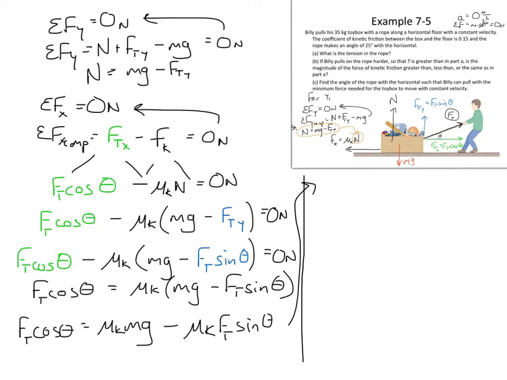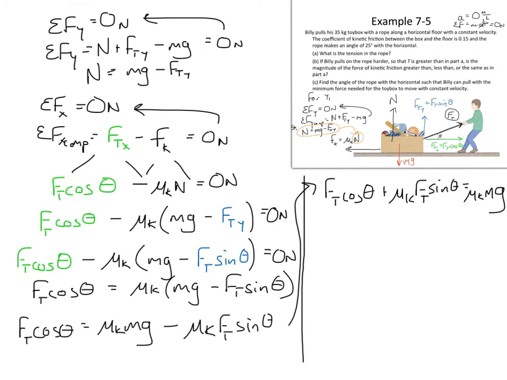And so what's the next step? Well, let's start getting these FTs next to each other, because we couldn't before because they were locked up in a parentheses, but now we can. So we're going to take this, and we're going to add it to the other side. All right, so we've got ft cosine theta plus mu k ft sine theta equals mu k mg. All right. So we've gotten them to the same side, and we've gotten that other mu k mg away from them.